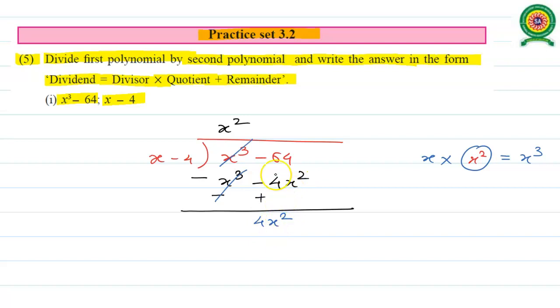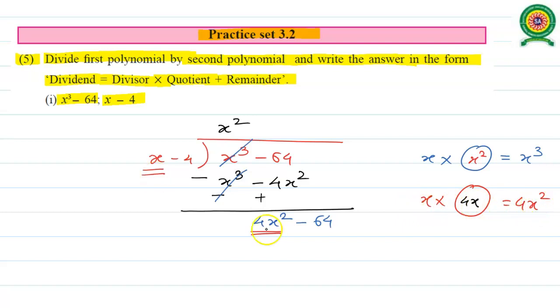So that we are getting 4x square and minus 64 here. Now look once carefully. Now we have the x and we will require the 4x square. So x into some value to get the 4x square. So once we multiply x by 4x, 4 ones are 4 and x into x we are getting x square.